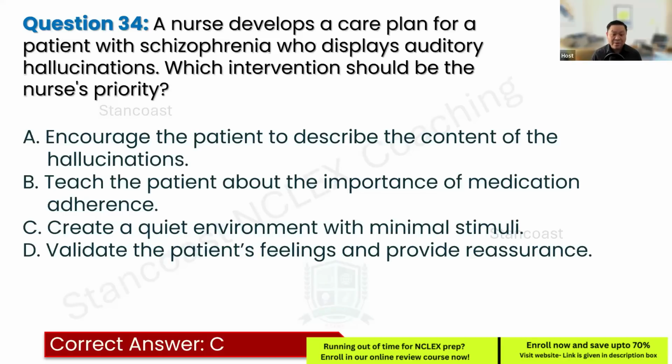Letter B is also incorrect, as we know that education is essential, but it is not as immediately beneficial as creating a peaceful environment, particularly when the patient is experiencing distress. Now, letter D is also incorrect. We know that this is important, but it is secondary to ensuring a safe and calming environment in the presence of active hallucinations. So, for this test question, you need to prioritize interventions that address immediate safety and comfort when a patient exhibits severe psychiatric symptoms.